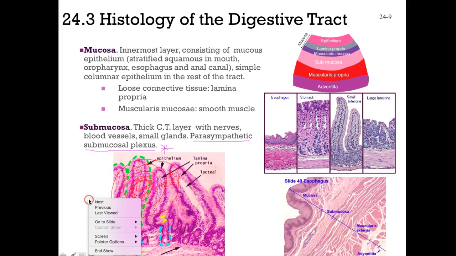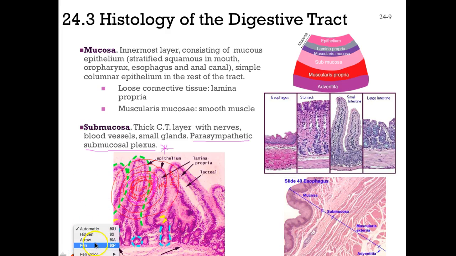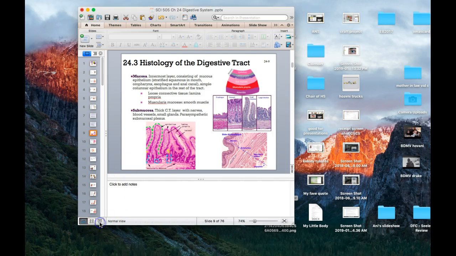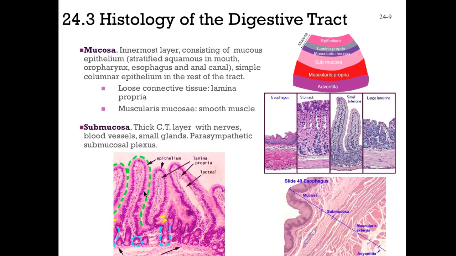Oh, my drawing is covering up this image here. Let me get rid of that. Post this back up. There we go.